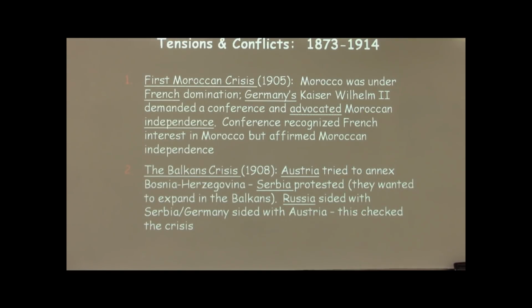Then we have the Balkans crisis in 1908. Austria tried to annex Bosnia-Herzegovina. Serbia protested. They wanted to expand in the Balkans. Russia sided with Serbia. Germany sided with Austria, and this checked the crisis at that time.